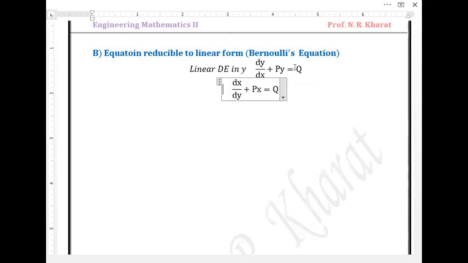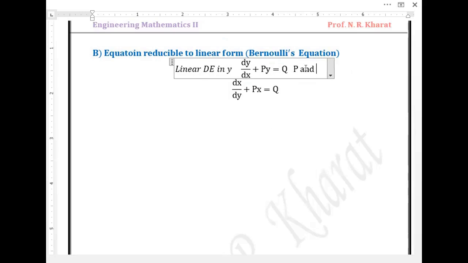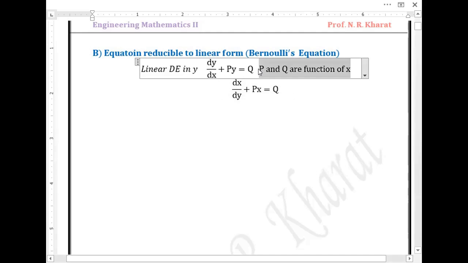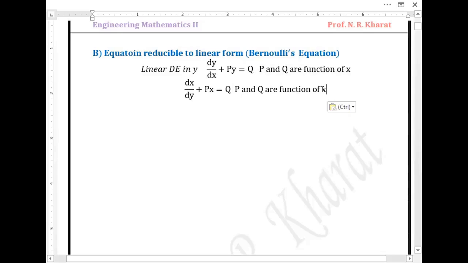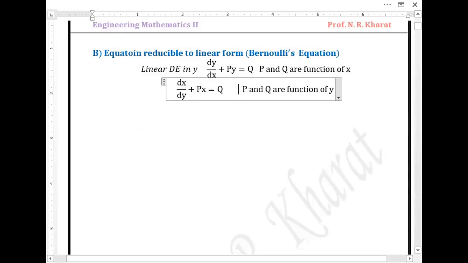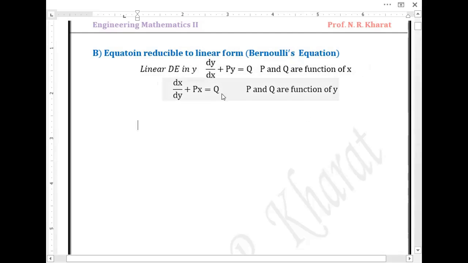In the first case, P and Q are functions of x. In the second case, P and Q are functions of the y variable. This is the way in which we can express a linear differential equation in these two types. So according to the linear differential equation, we can find its general solution by finding its integrating factor.